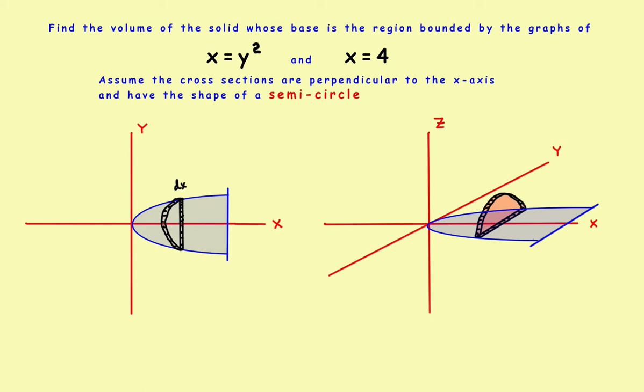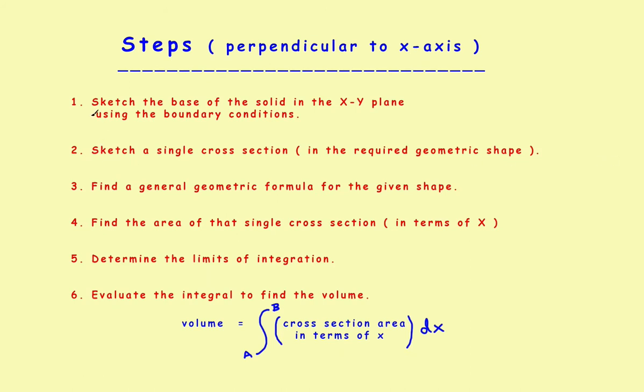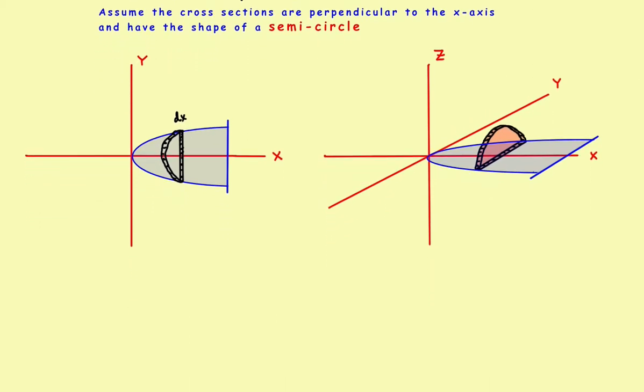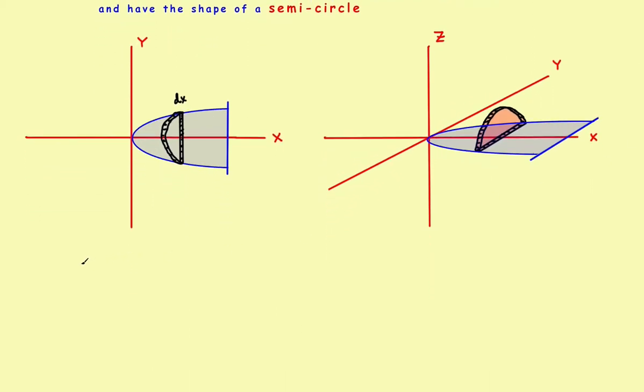Okay, now let's go back to our rules again. So we've got the sketch done, both 1 and 2, and you sketch a single thing. Now the next thing to do is to come up with a general geometric formula for whatever that given shape is. So this is where you want a general formula for the area of a semicircle. So we'll scoot down just a little bit, and let's go ahead and put that right here. So this is going to be the area of a semicircle.